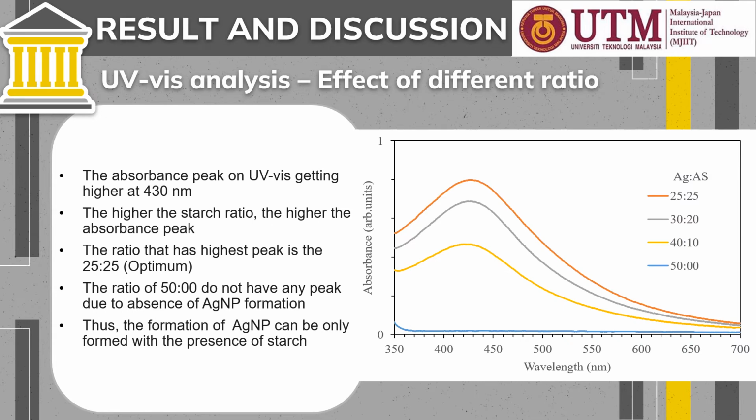So in the UV-vis analysis for the effect of different ratio studies, the UV-vis peak gets higher at 430 nanometers. The higher the starch ratio, the higher the absorbance peak. The ratio of 25 to 25 is the optimum ratio for this loading. Meanwhile, the ratio of 50 to 0 does not have any peak due to the absence of silver nanoparticle formation, since it does not have any starch to begin with. Thus, we can note that silver nanoparticles can only be formed with the presence of starch.